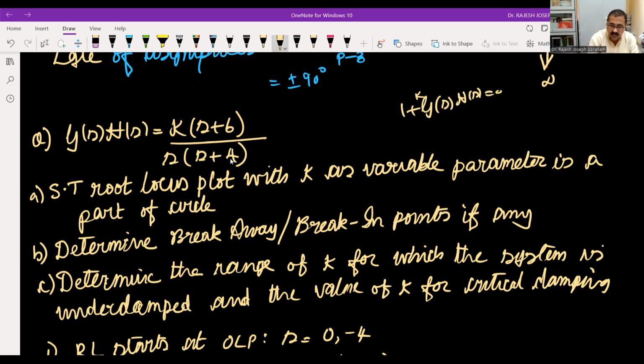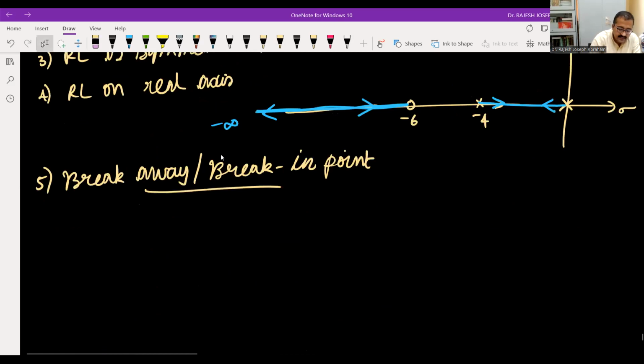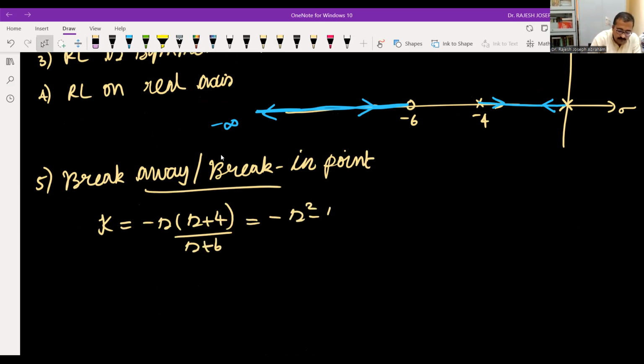So 1 plus this equal to 0, and from this you separate out k. So k will be equal to minus s into s plus 4 divided by s into s plus 6, which is minus s into s plus 4 divided by s plus 6. So this becomes minus s square minus 4s divided by s plus 6. So differentiate that, dk by ds is equal to 0.